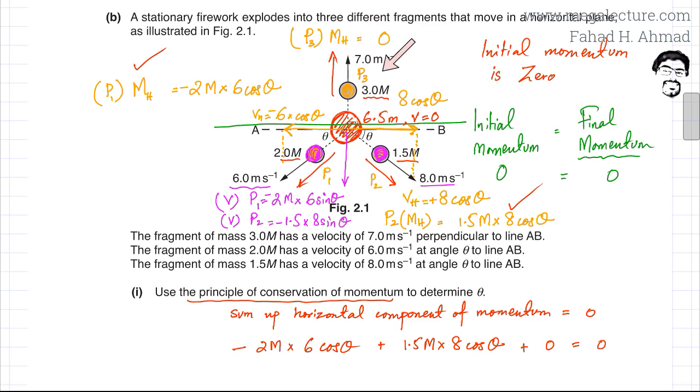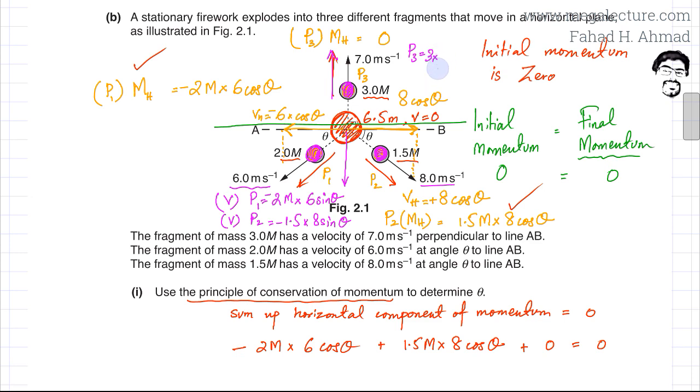Then you have this particle 3. This is in the upward direction. It's not making any angle with the horizontal, so it's simply going in the vertical direction. So for particle 3, the vertical component of momentum is going to be 3 multiplied by 3m, which is the mass.